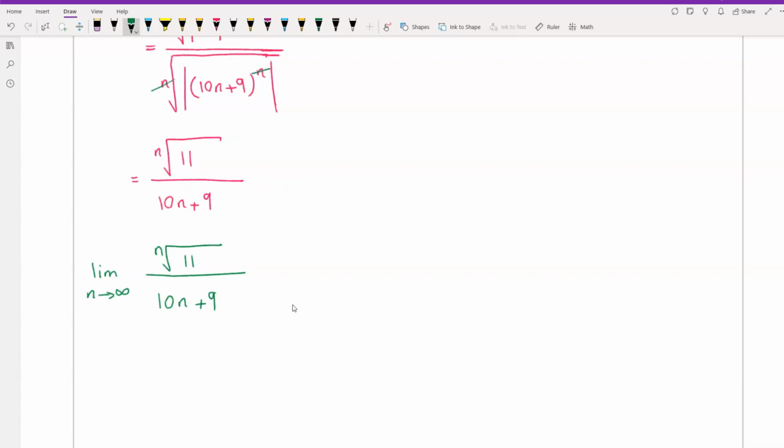Now finding the limit as n approaches infinity. So here on top we have the nth root of 11, and that is 11 to the power 1 over n. So we use infinity here instead of n, because here we are finding the limit as n approaches infinity. So having infinity in the denominator, we're going to have 11 to the power 1 over infinity, and 1 over infinity is 0. So we're going to have 11 to the power 0, so that will be equal to 1.